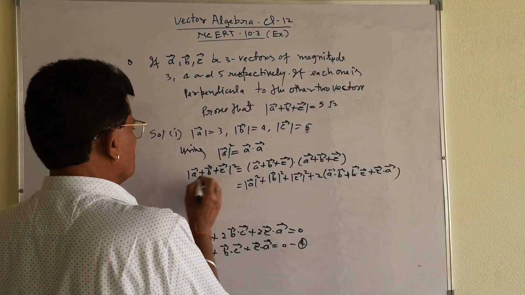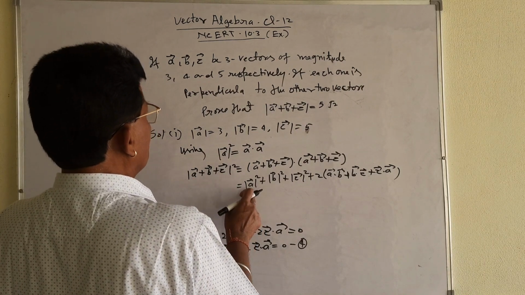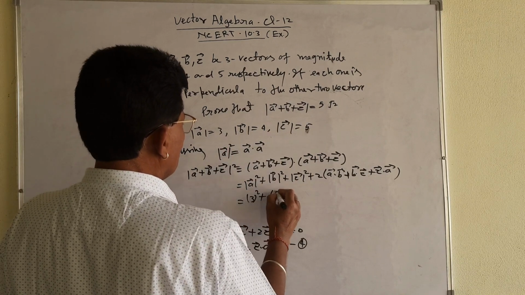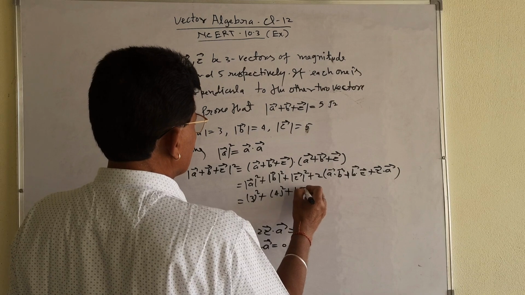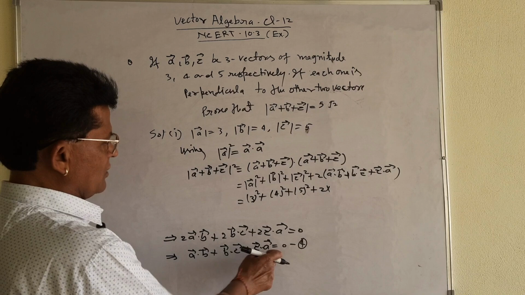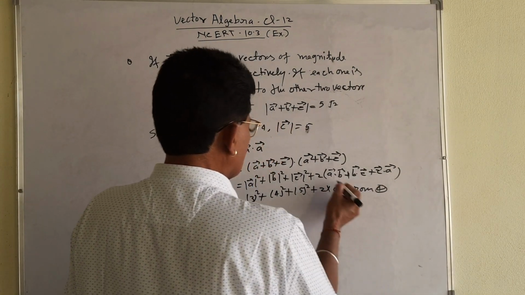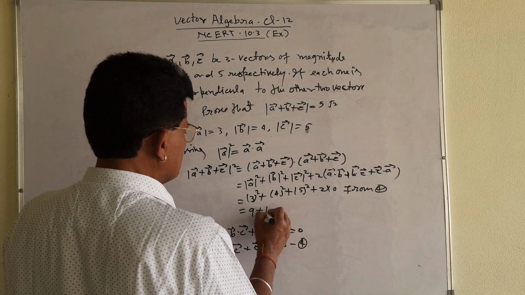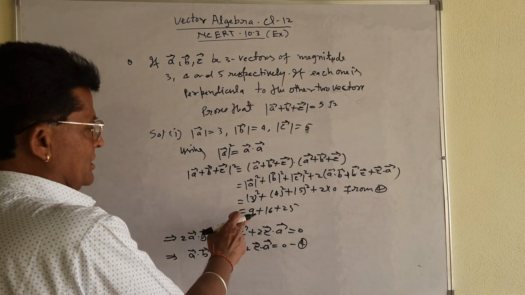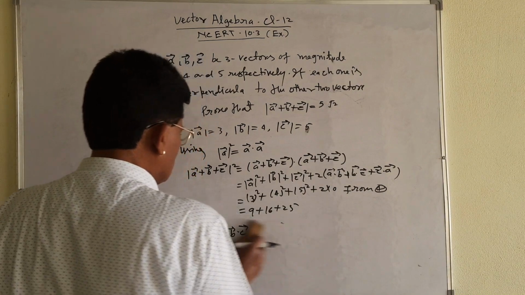My dear student, I told you its value; you will have to find it out. Tell me the value of magnitude of A. That is 3. That is why I stopped. B is 4 square and C is 5 square, plus twice into its value, that is 0 from equation number 4. Already we got it 0. I write here from 4. That will be 0. It is 9 plus 16 and plus 25. You see, it will be 49.